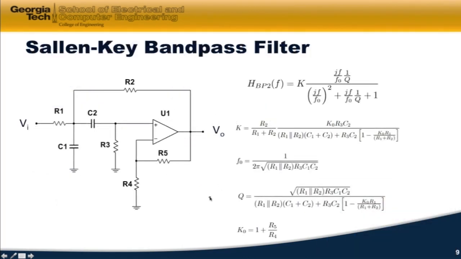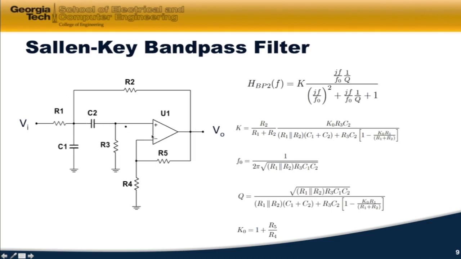Here is a Sallen-Key bandpass filter circuit. The topology is similar, but there's been an additional component added from this node to ground, this capacitor C1. These two values are resistors like they were for the low-pass topology, but here we have mixed a resistor and a capacitor.